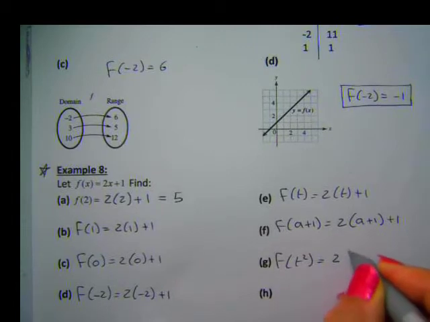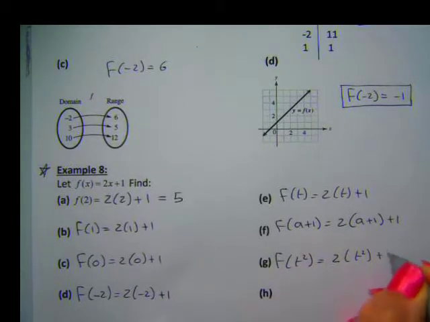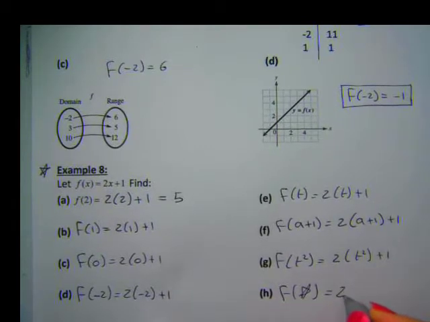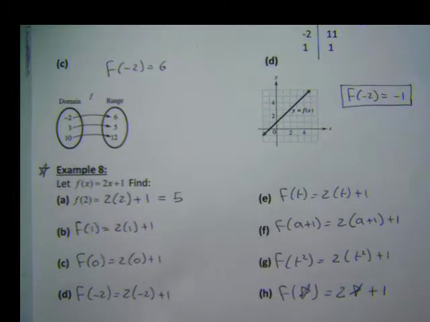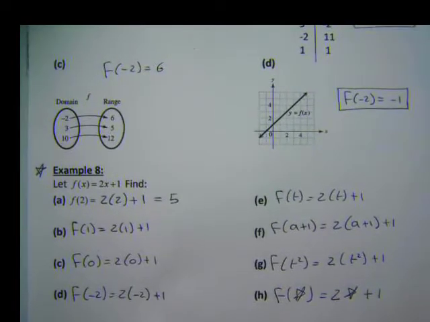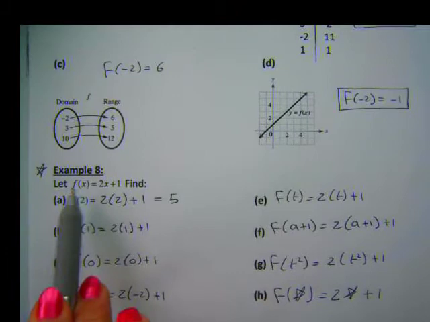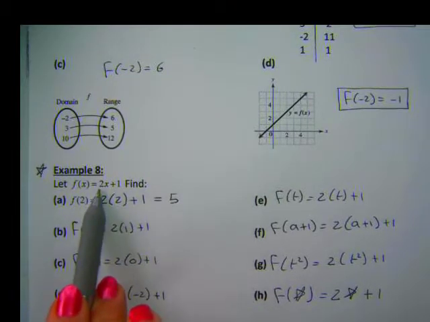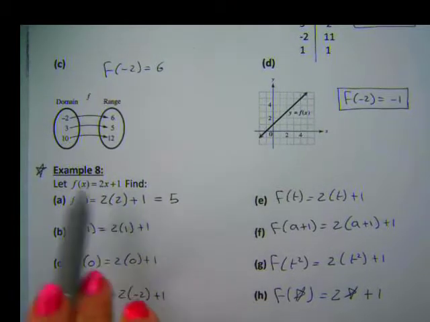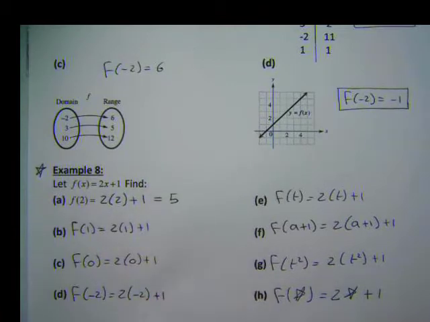What is f of t squared? It's 2 times t squared plus 1. What is f of a star? It's 2 times the star plus 1. So I did it all in one so you can see the pattern. So f of whatever is equal to 2 times whatever plus 1. That's the idea of evaluating a function.